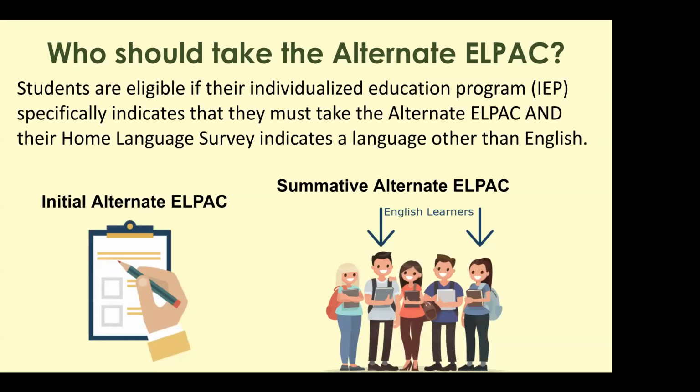If the student is classified as an English learner using the regular initial LPAC and is later determined eligible for an alternate assessment based on the student's IEP, the student will be administered the summative alternate LPAC. Local education authorities, your school district, must annually administer the summative alternate LPAC to students identified as English learners until they are proficient in English.